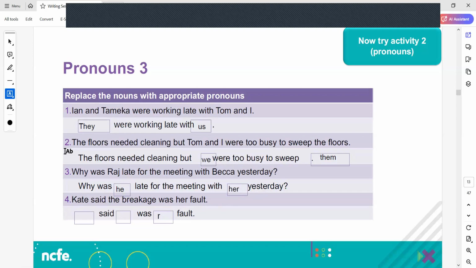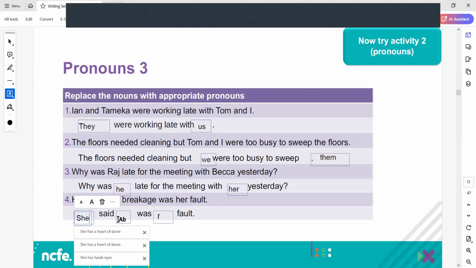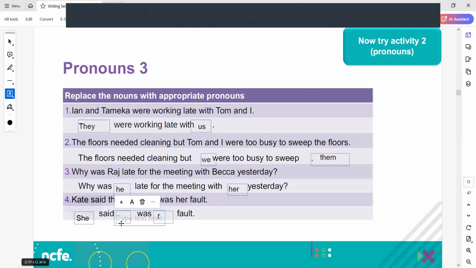So Kate said the breakage was her fault. Ignore that R there. I don't know why that's there. So Kate. She said. She, good. She said the breakage. She said. So she was. Sorry, Stan. If you just let whoever's talking just finish. Okay. So, okay, thank you.